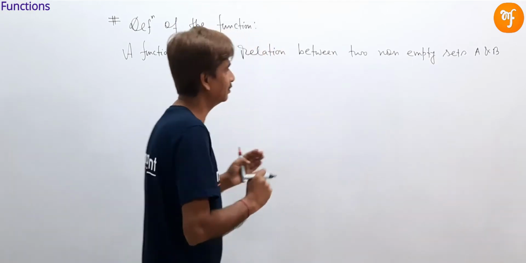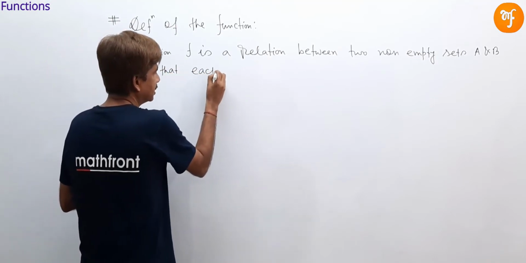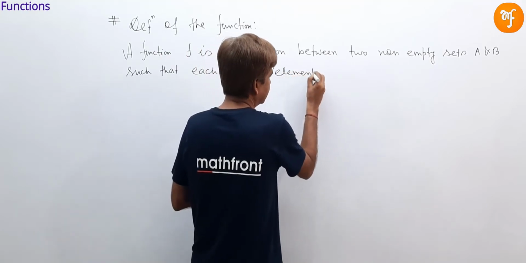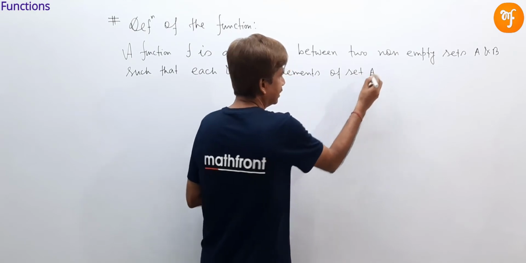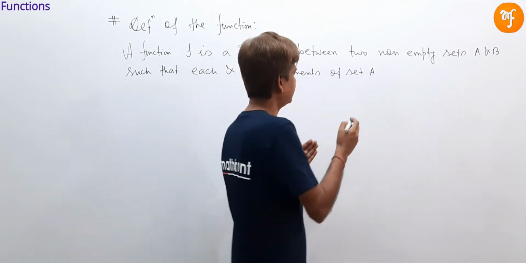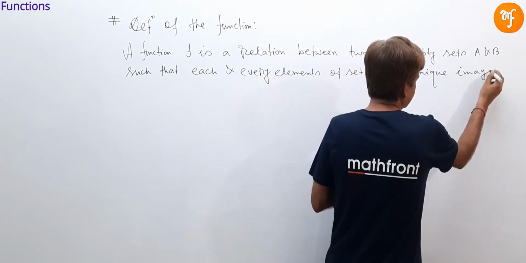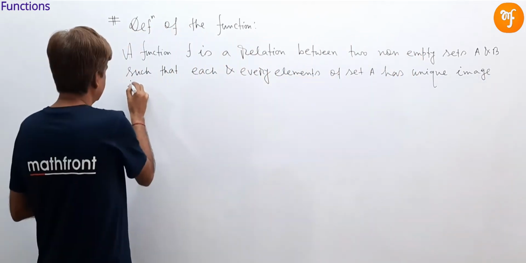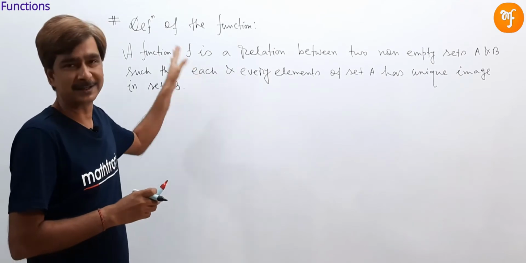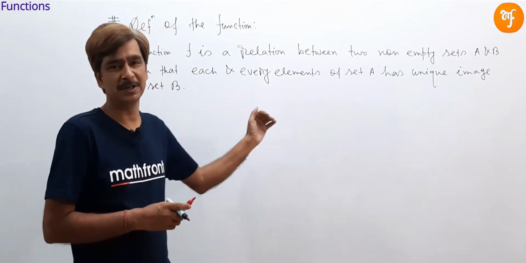So what are the conditions? Please write down. Such that each and every element of set A has unique image in set B. Okay, so a function f is a relation between two non-empty set A and B such that each and every element of set A has unique image in set B.